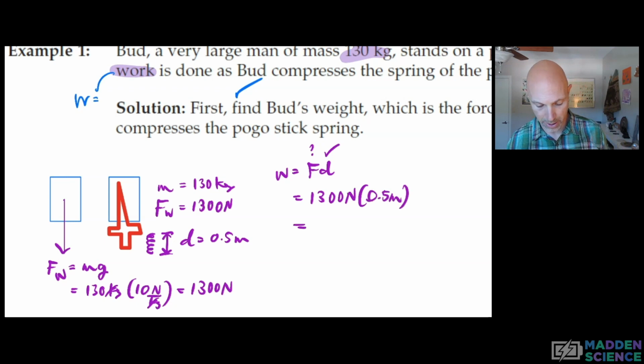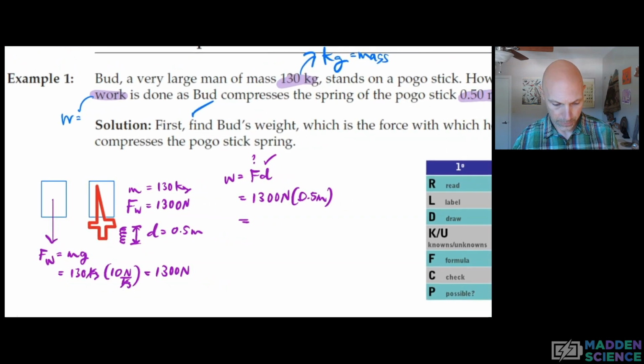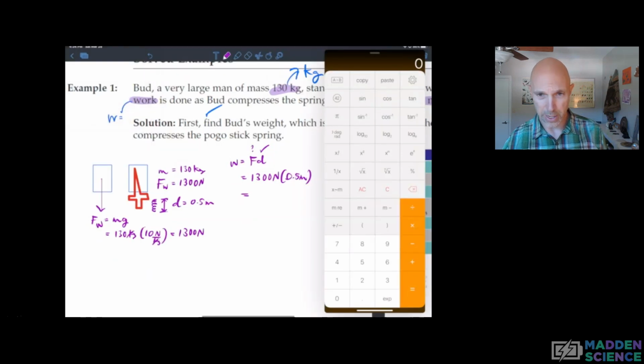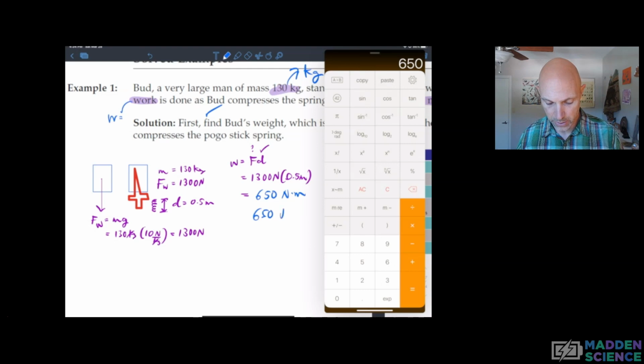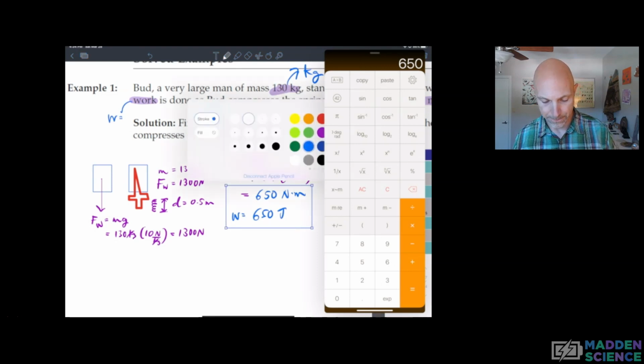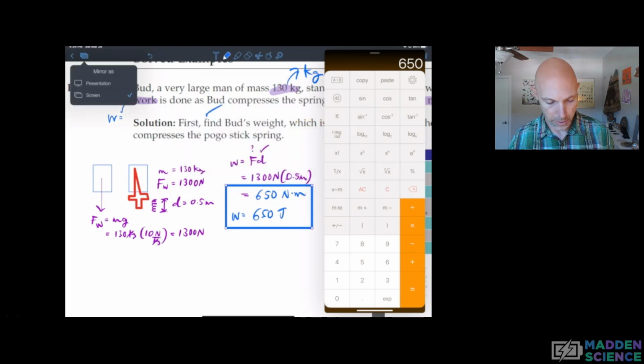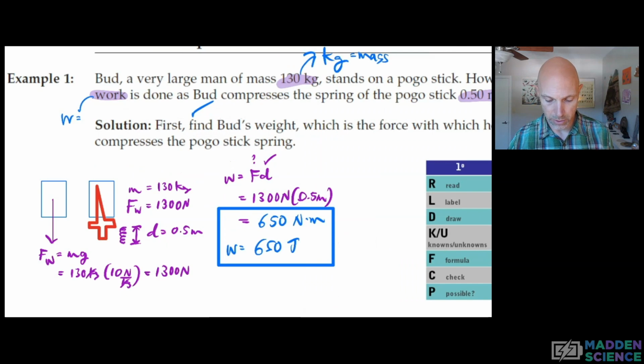Now, we should be able to do that in our head, but if not, pull out your calculator. Click off presentation mode for a second. This will give us our calculator here, and we go 1300 times 0.5. Alright, and our answer is 650 newton meters. You could leave it like that if you want, or 650 joules. That is our work. Beauty. All right, let's go back to presentation mode.